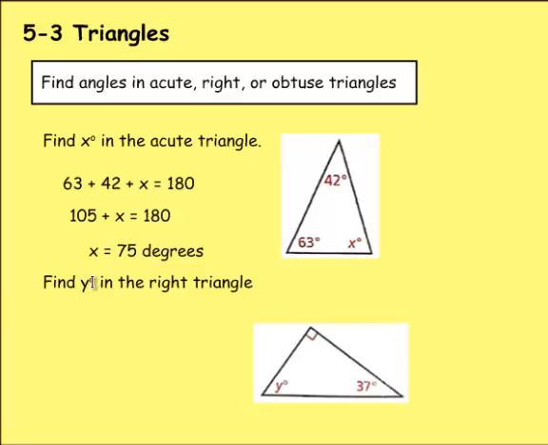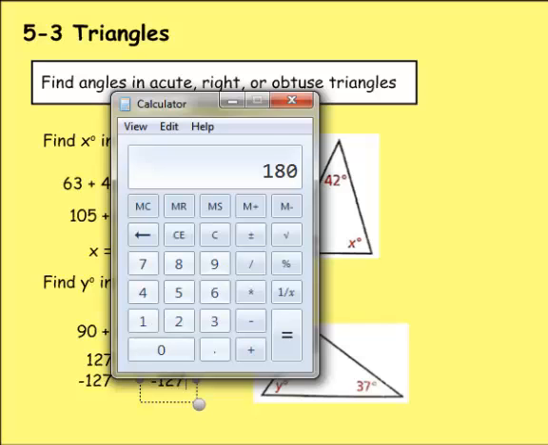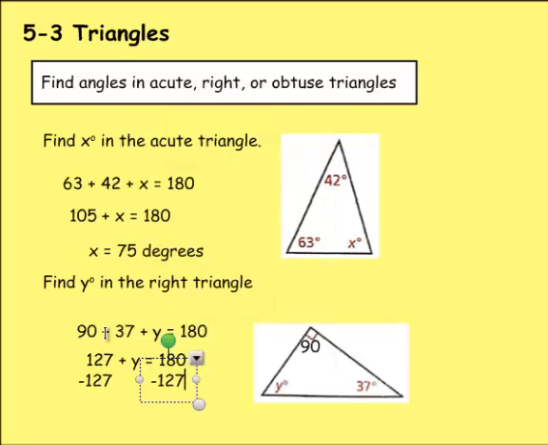Now we can find y degrees in the right triangle here. And remember from last time, this box means that it's a right angle, which we can insert a 90 here just for numbers' sake. So we would say 90 plus 37 plus y equals 180 degrees. 90 plus 37 is 127, plus y equals 180. Subtract 127 from both sides, and that would give me 53 degrees. So y equals 53 degrees. So we could put the 53 here, and we could put the 75 here.